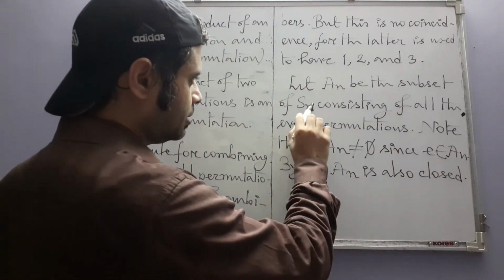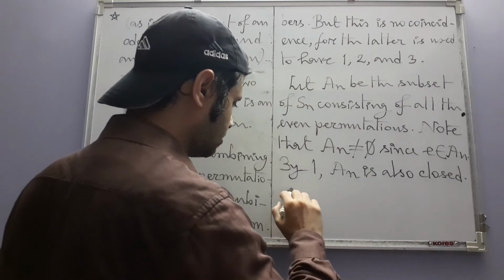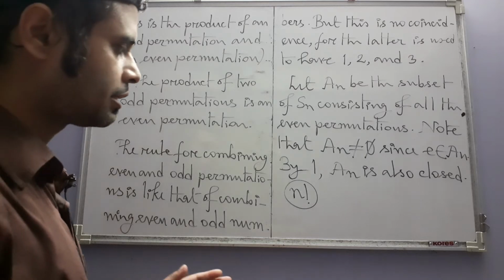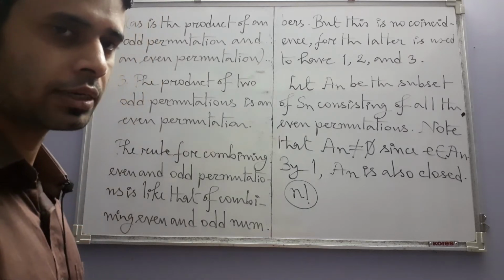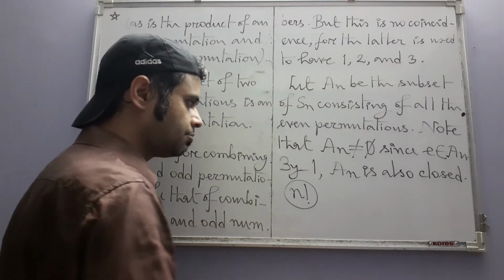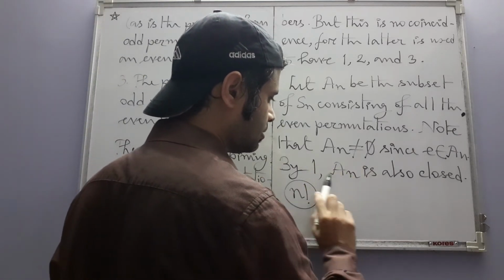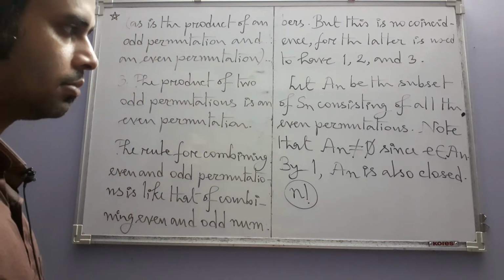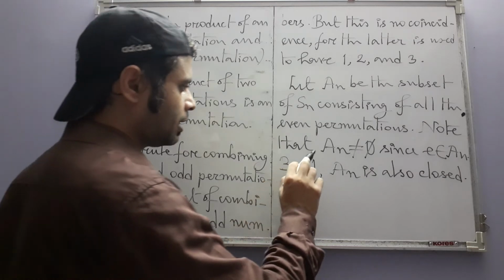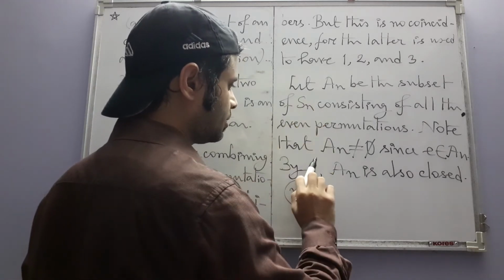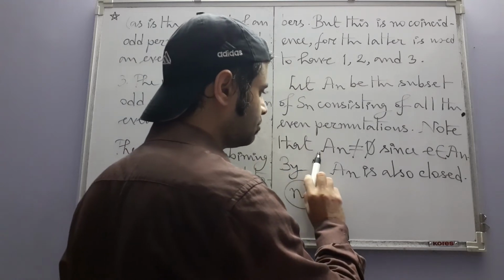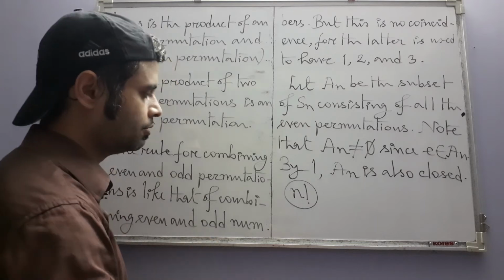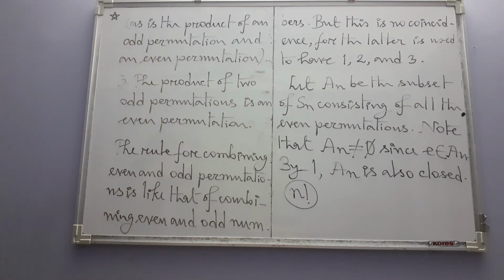And keep in mind that this group Sn is a finite group. It has n factorial order. That many elements it has. No matter how large n factorial is, it is finite. So this is a finite group in which we have found a non-empty subset that is closed under the binary operation of the group. So it will be a subgroup, because when we are dealing with finite groups, and in fact even in an infinite group, if you have a finite subset which is non-empty and closed, then that becomes a subgroup. So now our An becomes a subgroup of Sn.